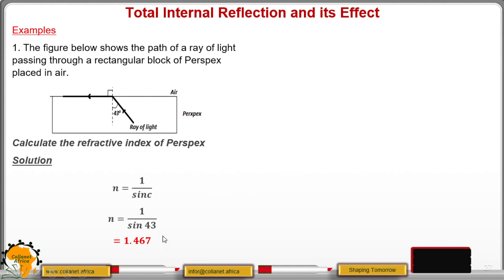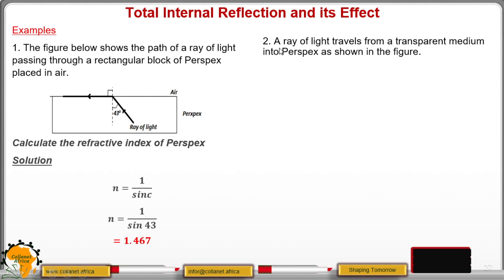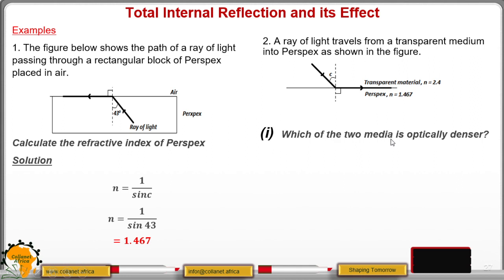Again, note that the calculated values must be corrected to 4 significant figures. Then we move to the second example. A ray of light travels from a transparent medium into perspex as shown in this figure. We have a ray that is coming from there. Then again, the refracted ray is making an angle of 90 with the normal. Which of the two media is optically denser?